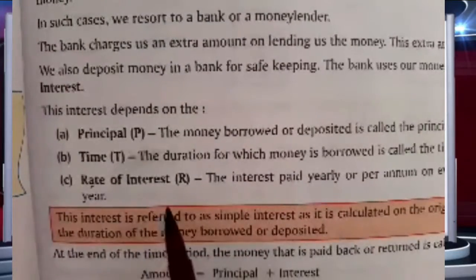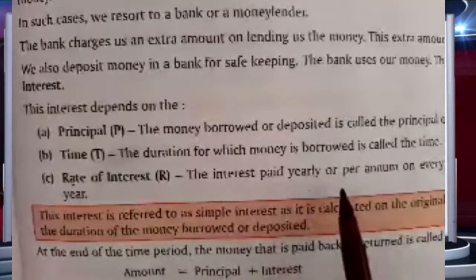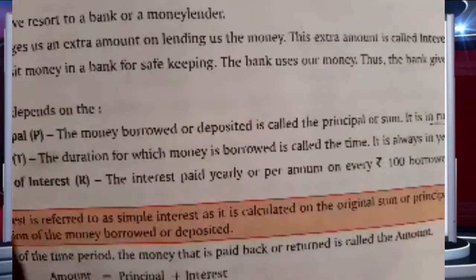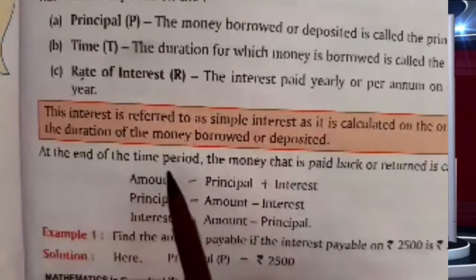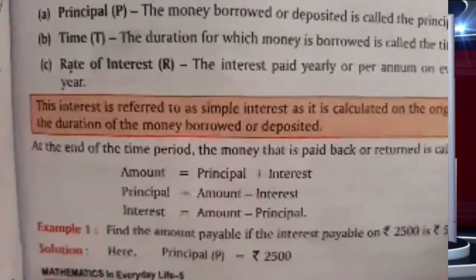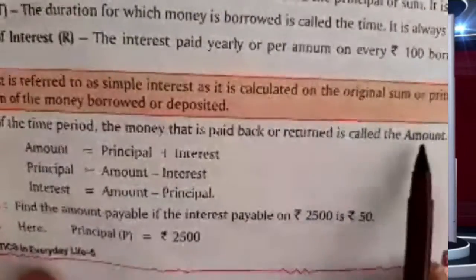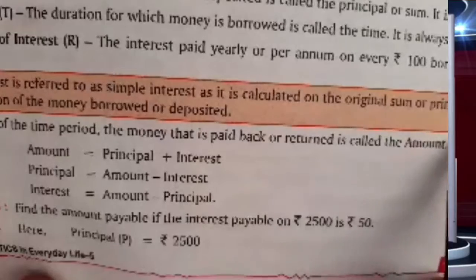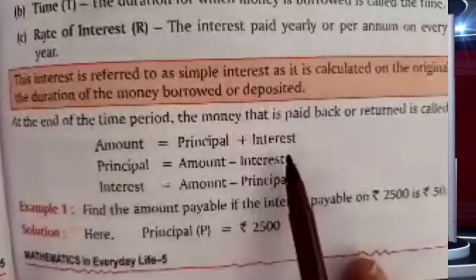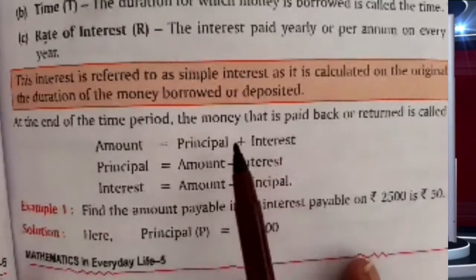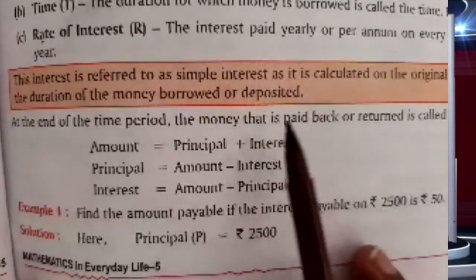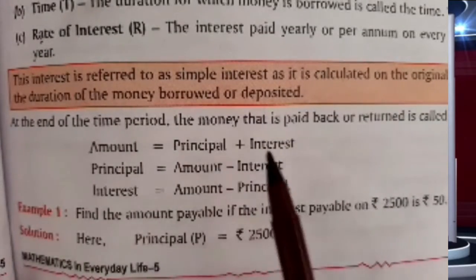Now next is the rate of interest. It is the rate paid yearly, or per annum, on every 100 rupees borrowed per year. And students, at the end of the time period, the money that is returned, the money that we get back, is called the amount. So amount is equal to principal plus interest, because at the end of the time period I will get the extra money added.